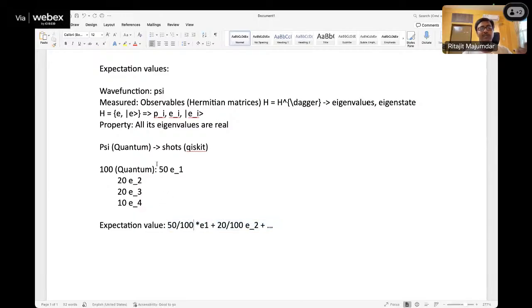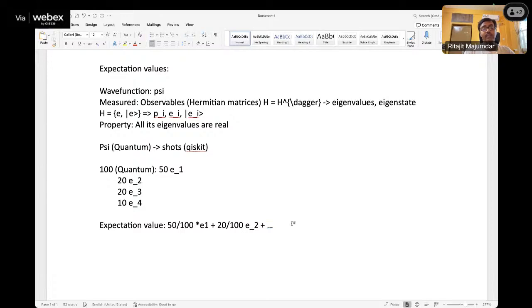There is no quantum when we actually do this calculation. So the quantum part simply is preparing the quantum state and measuring it again and again. We get the different outcomes. Once we get the different outcomes, we do this calculation classically. This is simple addition and multiplication. There is no quantum in this.